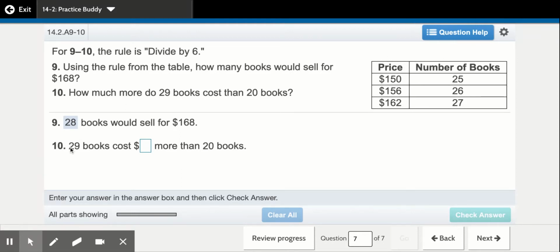So I would take 29 times 6 and 20 times 6 to find out how much these cost. And then we know more than means you have to find the difference between their prices.